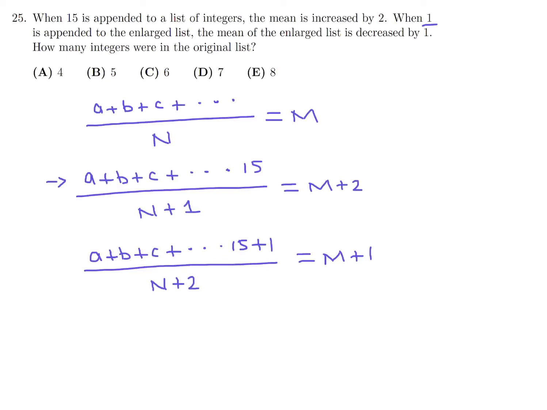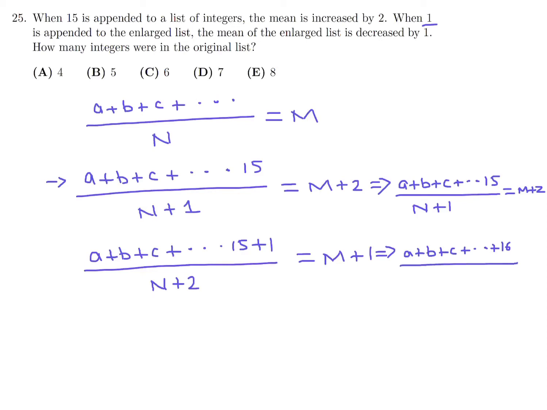All right? So these are the two equations that we will need to work with. So the first one becomes a plus b plus c dot dot dot plus 15 over n plus 1 is equal to m plus 2, right? And the second one is a plus b plus c dot dot dot plus 16 over n plus 2 is equal to m plus 1, like that.